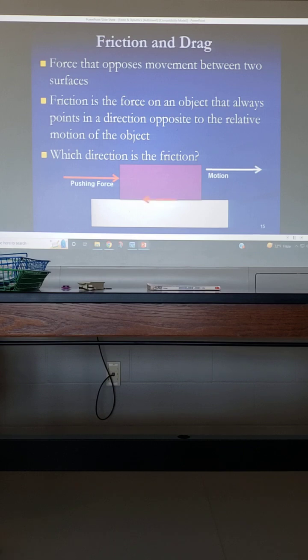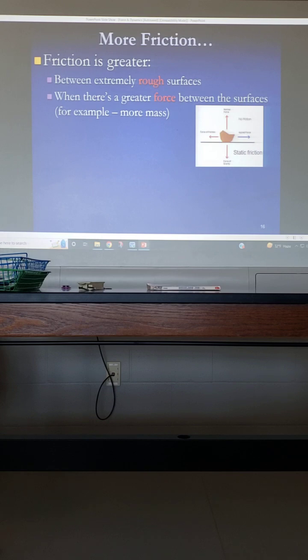in this example. If I'm getting this object to move, then I know that my applied force, or that pushing force, is greater than the friction. If I'm pushing, but I'm not getting it to move, then I know that the friction is greater than my applied force. And we'll look at a bunch of examples of these too.